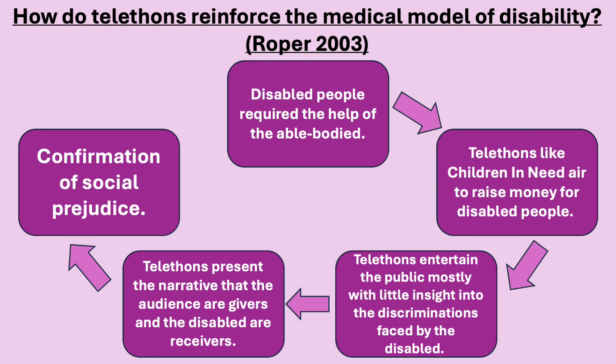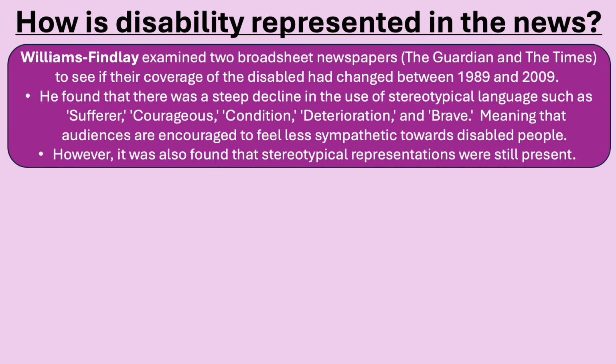This leads to the confirmation of social prejudice, and it just keeps going round and round and round, and it fuels the narratives without actually making them any better. So, how is disability represented in the news?